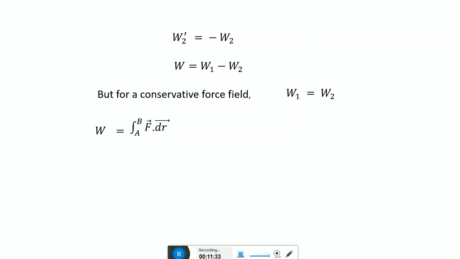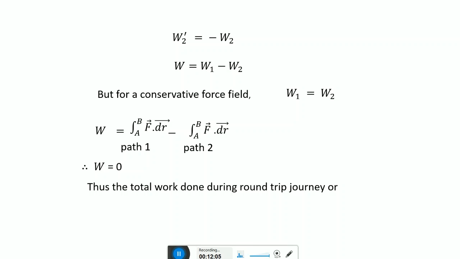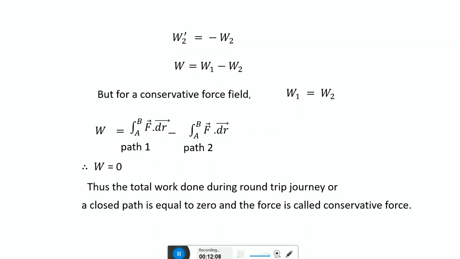Hence we get W is equal to integration from A to B vector f dot vector dr along path 1, minus integration from point A to B vector f dot vector dr along path 2. So both are same, but sign is opposite. So they get cancelled and we get W is equal to 0. Thus the total work done during round trip journey or a closed path is equal to 0, and the force is called conservative force.